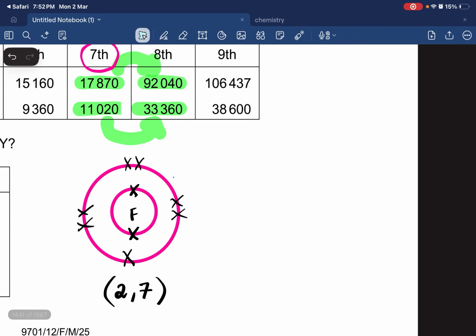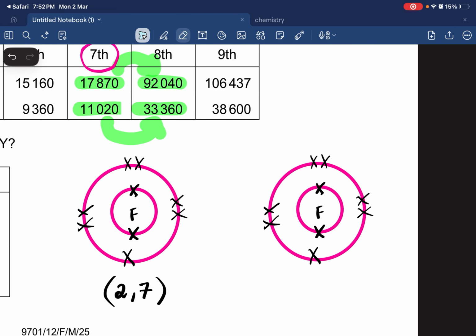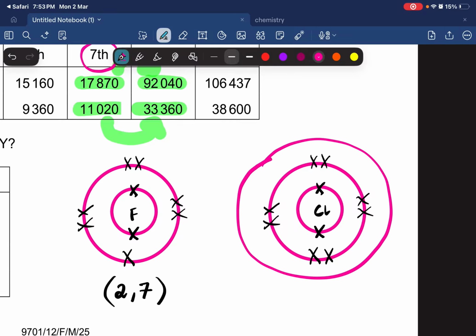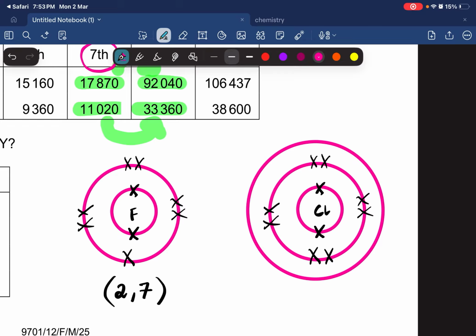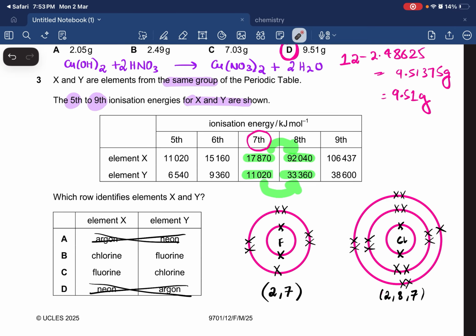And now if I try to draw chlorine, we add one more electron, and then we add one more shell to it, something like this. And what's chlorine? Chlorine is 2, 8, and 7. So 1, 2, 3, 4, 5, 6, 7. Now when you see this, you realize chlorine has a bigger size and fluorine has a smaller size.